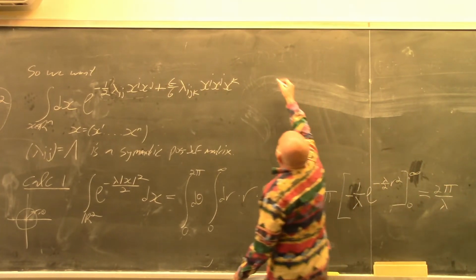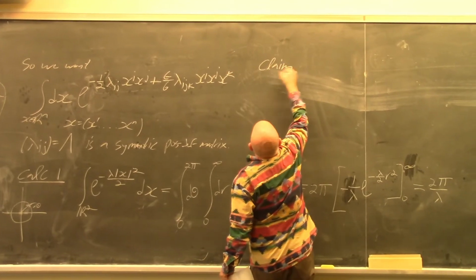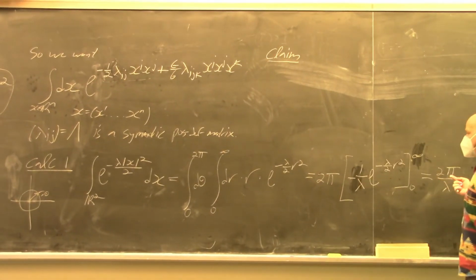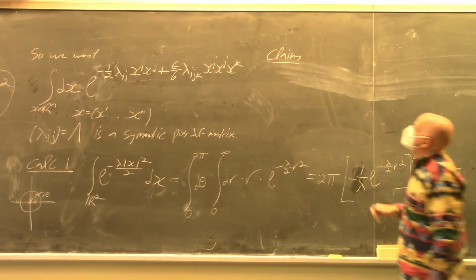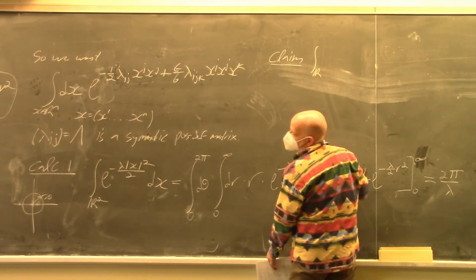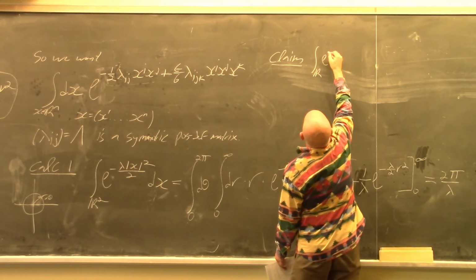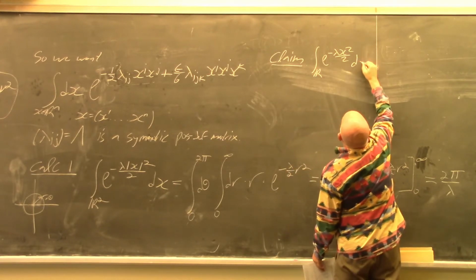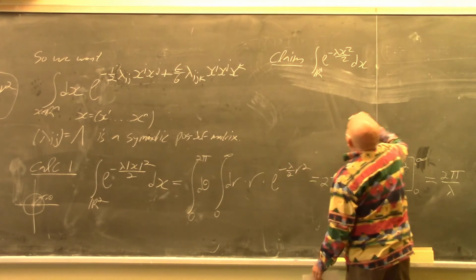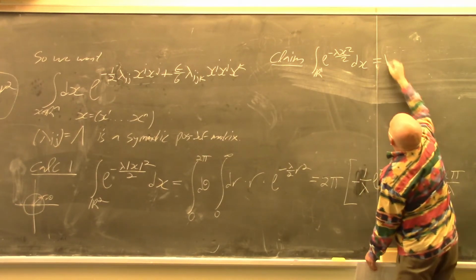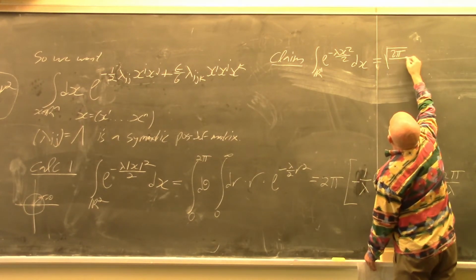Claim. It's funny, but it's easier to go from 2 dimensions down to 1. So claim, now if you do the same in just 1 dimension, so you compute the integral of e to the minus lambda x squared over 2 dx, but over R^1, claim is that you get the square root of this: the square root of 2 pi over lambda.